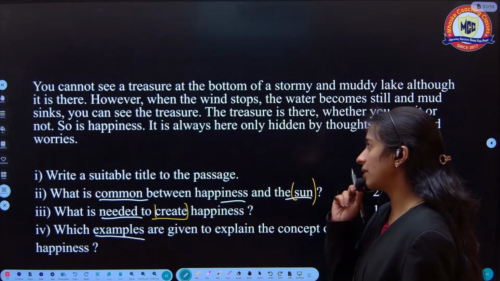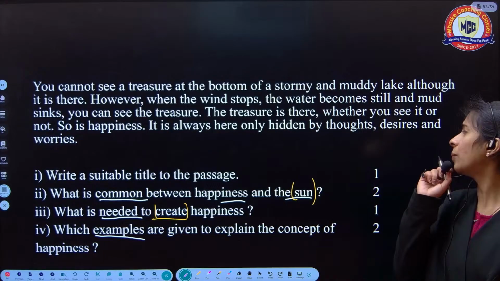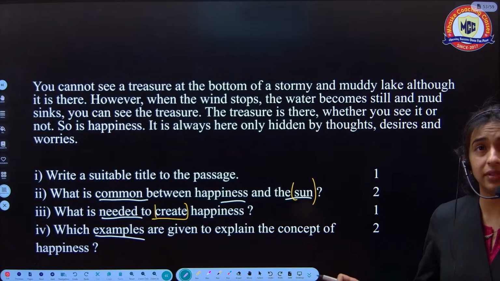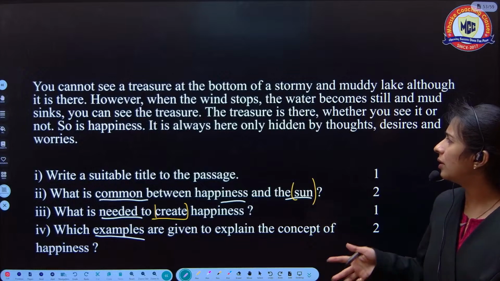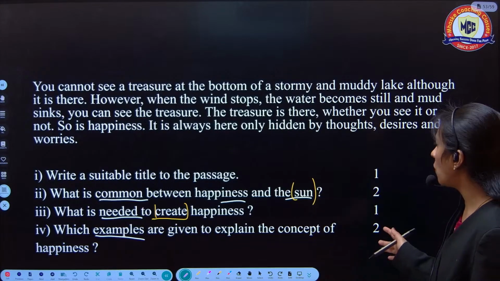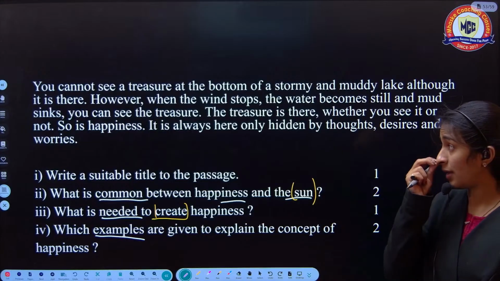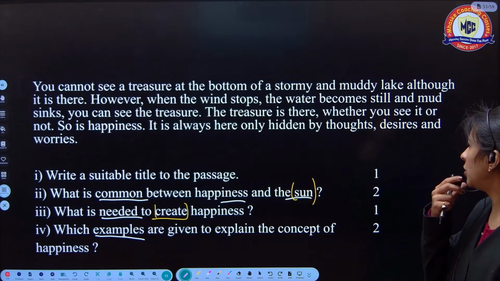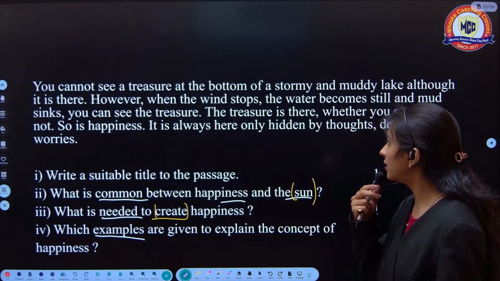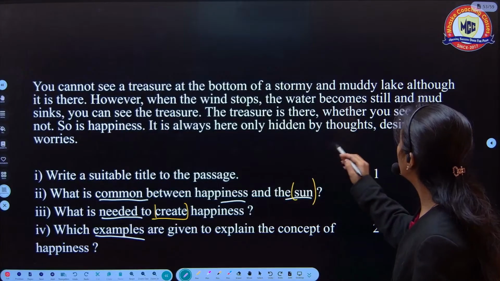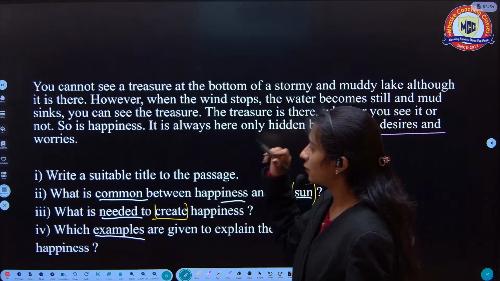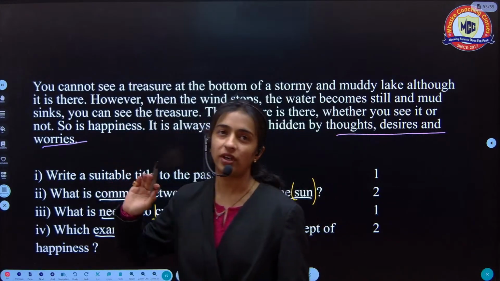So is happiness. They are giving multiple examples of natural things, water, mud, rain, and so on. And your happiness is all there and it is just hidden between your thoughts, desire, and worries. It is always here, hidden by your thoughts, desire, and worries. That is the one thing they wanted to say.